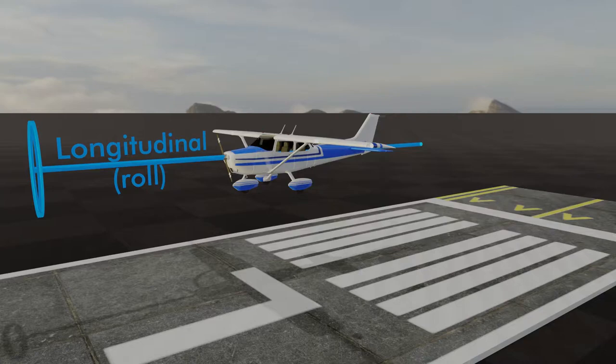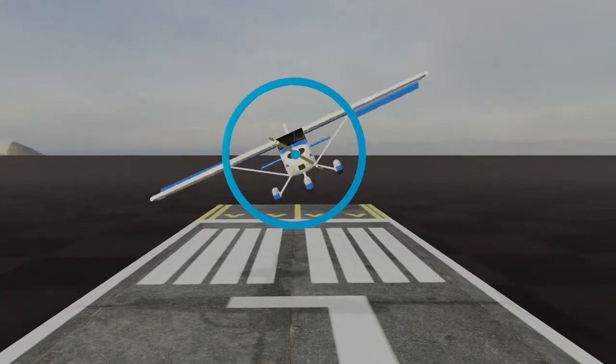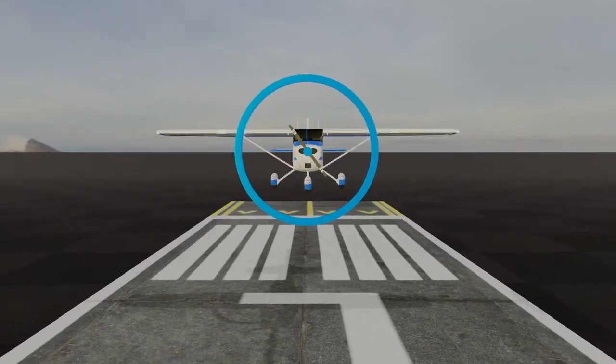The aircraft's motion about its longitudinal axis resembles the roll of a ship from side to side. In fact, the names used to describe the motion about an aircraft's three axes were originally nautical terms. They have been adapted to aeronautical terminology due to the similarity of motion of aircraft and seagoing ships.